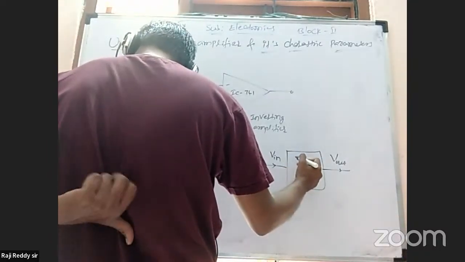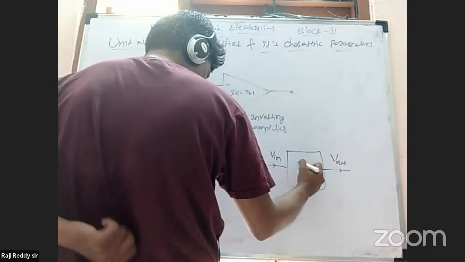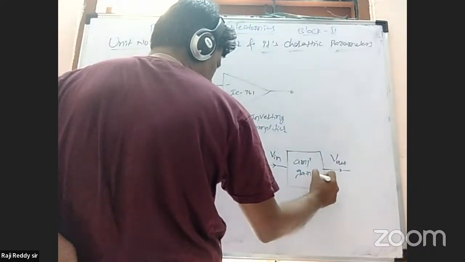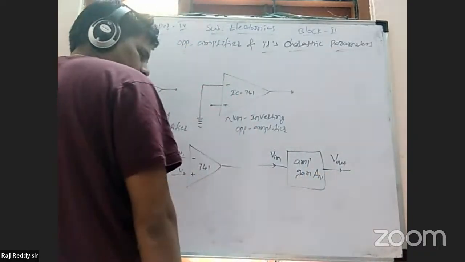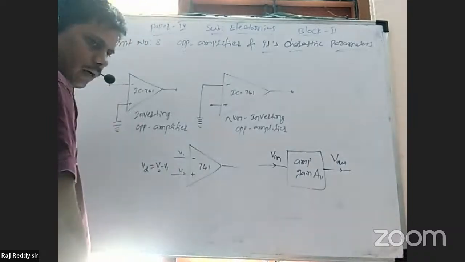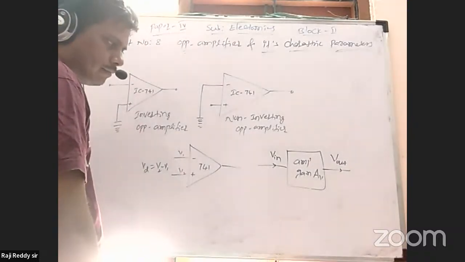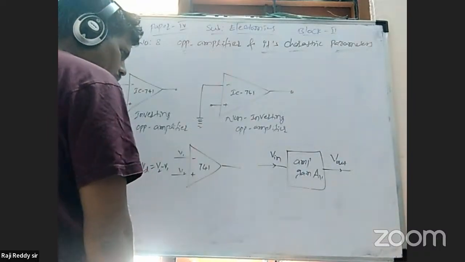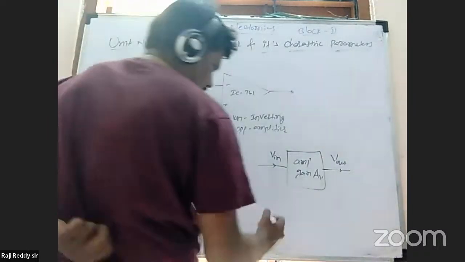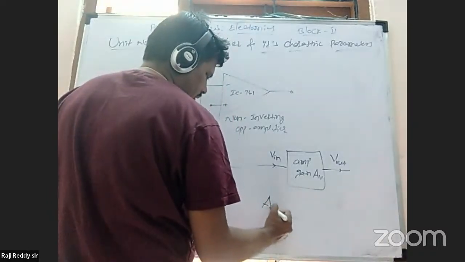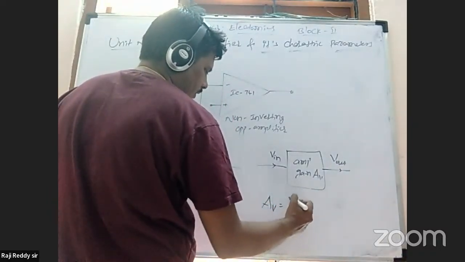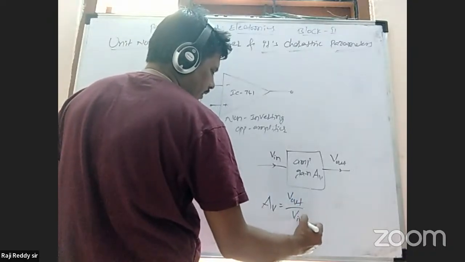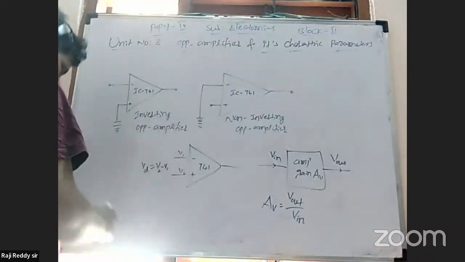Operational amplifier gain or amplifier gain: voltage gain AV, current gain alpha or beta or gamma, power gain AP. Voltage gain AV is equal to the ratio of output voltage to input voltage. V out by V in is called the voltage gain.